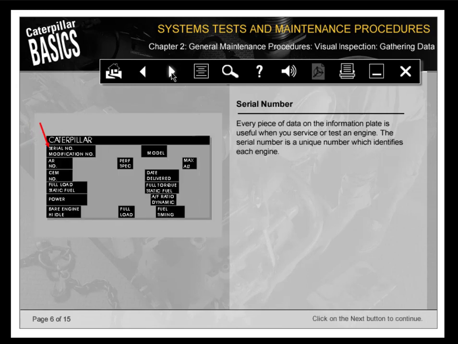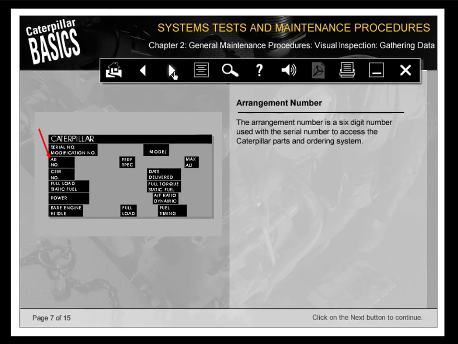Every piece of data on the information plate is useful when you service or test an engine. The serial number is a unique number which identifies each engine. The arrangement number is a 6-digit number used with the serial number to access the Caterpillar parts and ordering system.